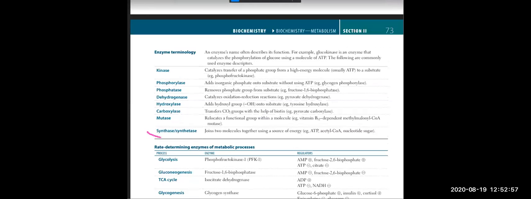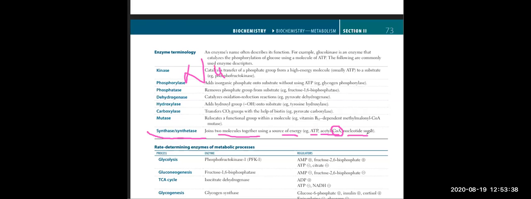Now, if I take you to the functions of synthase or synthetase, you see, they join two molecules together using a source of energy. So synthase or synthetase requires energy, okay? That energy may be in the form of ATP, that energy may be in the form of acetyl-CoA. You know, coenzyme A cannot be formed without an energy molecule, okay? Or nucleotide sugar. What is a nucleotide sugar? We have seen, we have two words now. Let me take you to some basics.